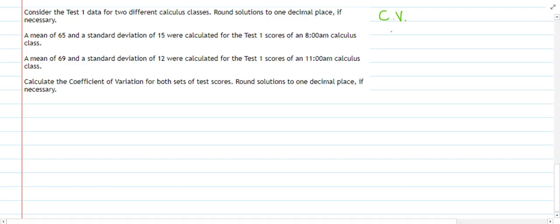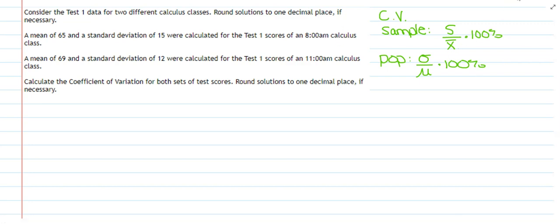So for sample data, the coefficient of variation is going to be given by the sample standard deviation over x bar, so our mean, times 100%. For a population, it's pretty much the same formula. It is the population standard deviation over mu, our mean, times 100%.